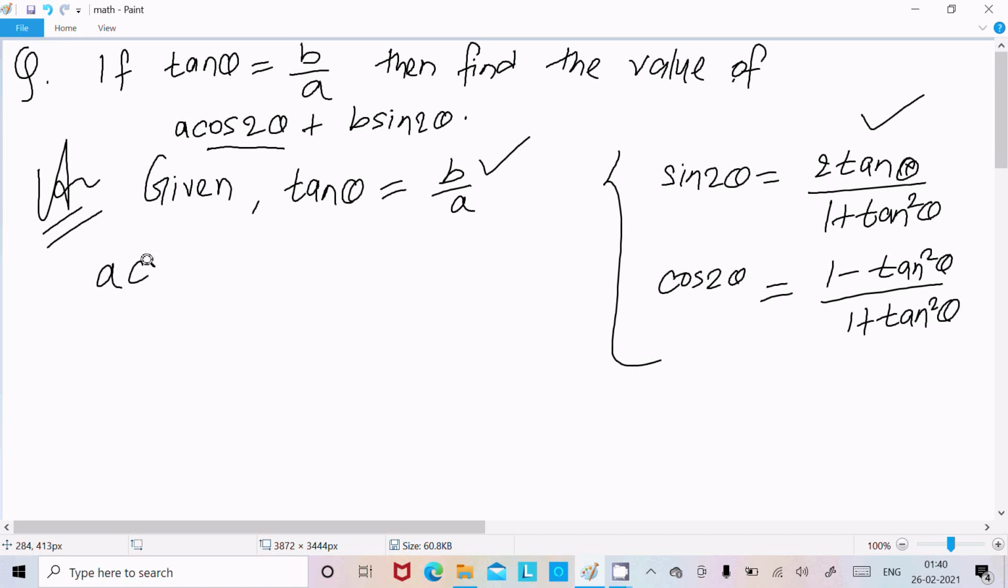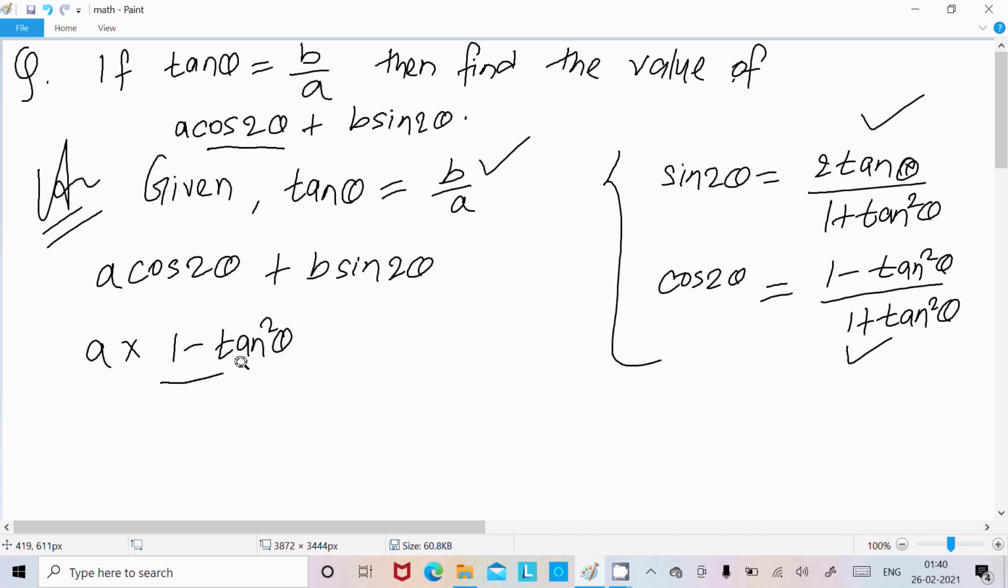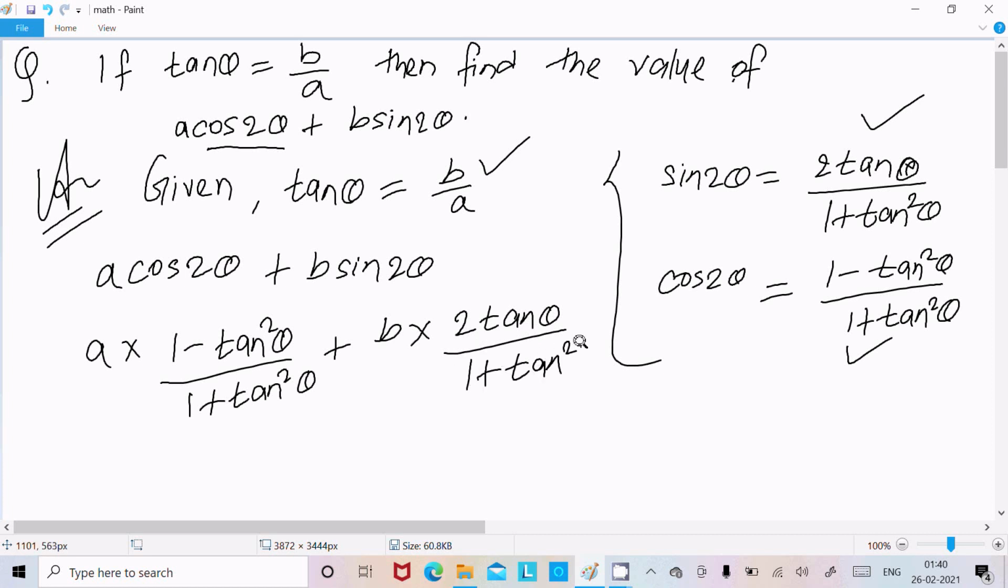So here I am going to write a cos 2θ plus b sin 2θ. Now a into cos 2θ, so just write 1 minus tan square θ divided by 1 plus tan square θ. Now b sin 2θ, this is the formula, 2 tan θ divided by 1 plus tan square θ.